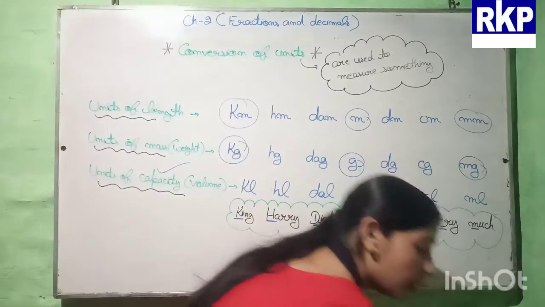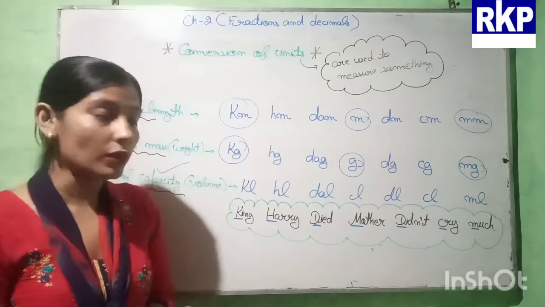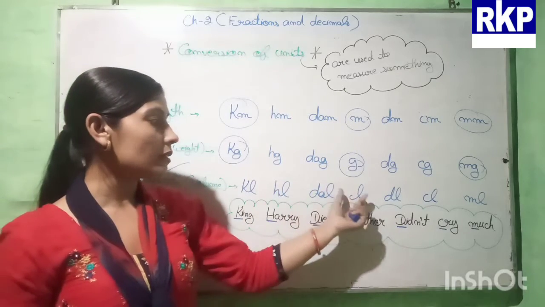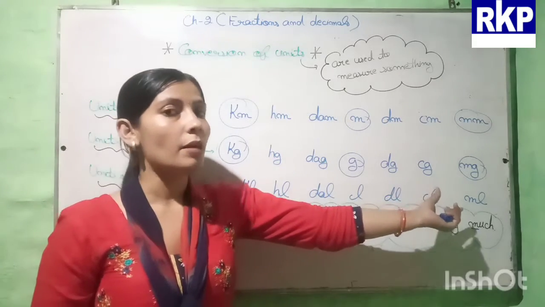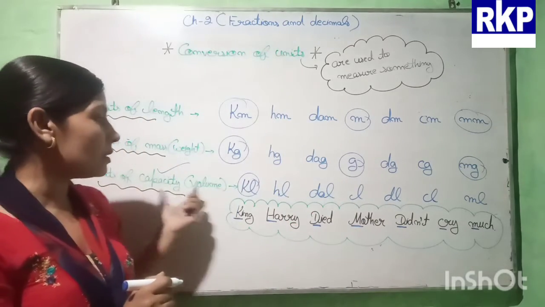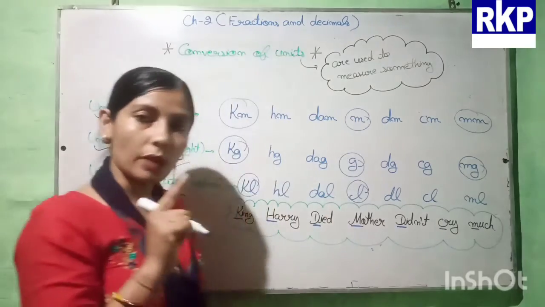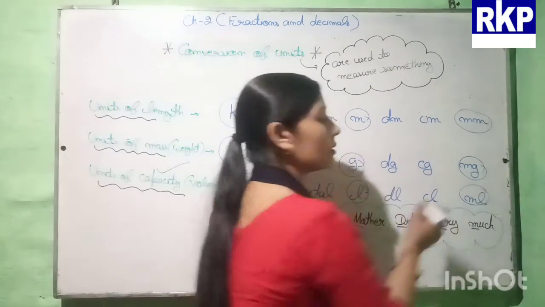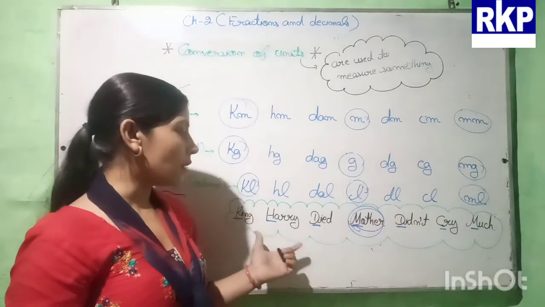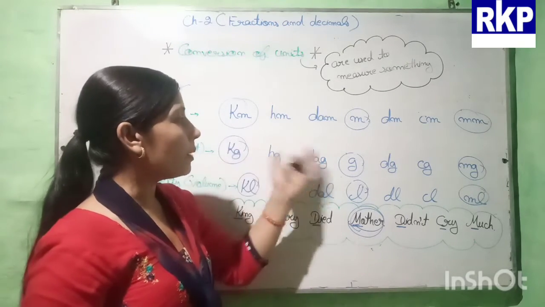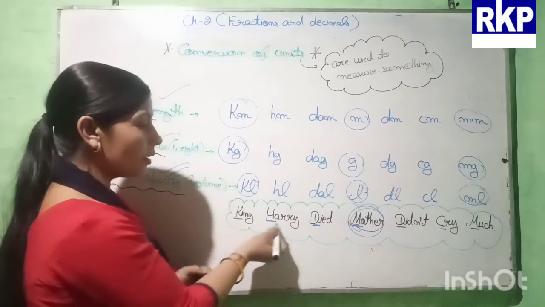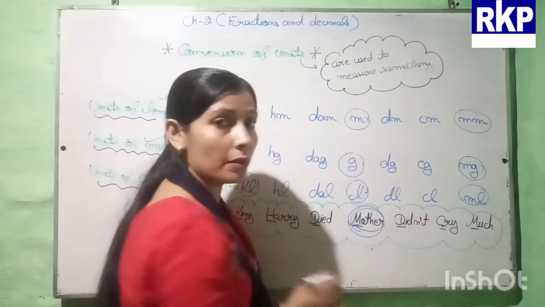To measure the capacity, we use these units: kiloliter, hectoliter, decaliter, liter, deciliter, centiliter and milliliter. Kiloliter is the largest unit of capacity, liter is the basic unit of capacity, and milliliter is the smallest unit of capacity, okay? And here I have written one statement. To remember all these units, you can learn this statement: King had died, mother didn't cry much.